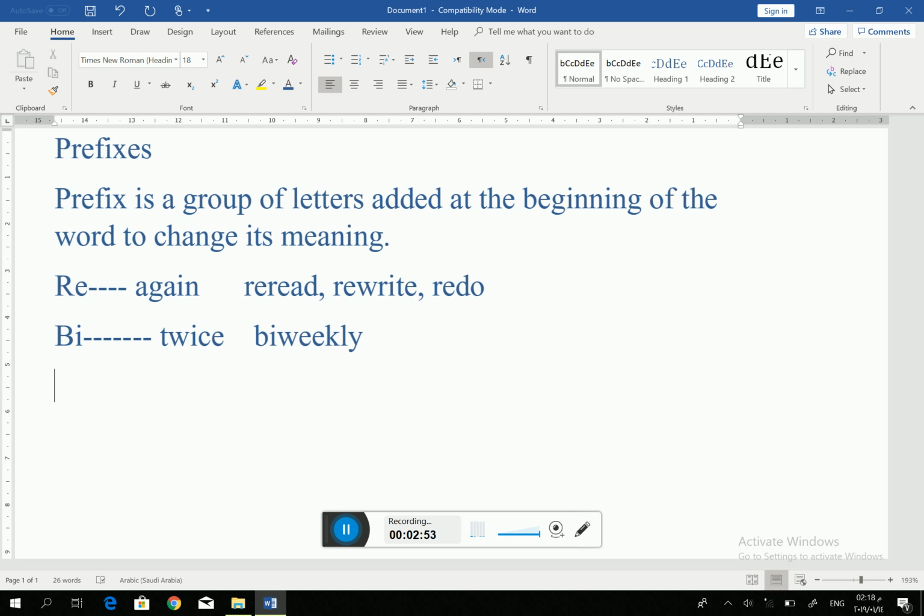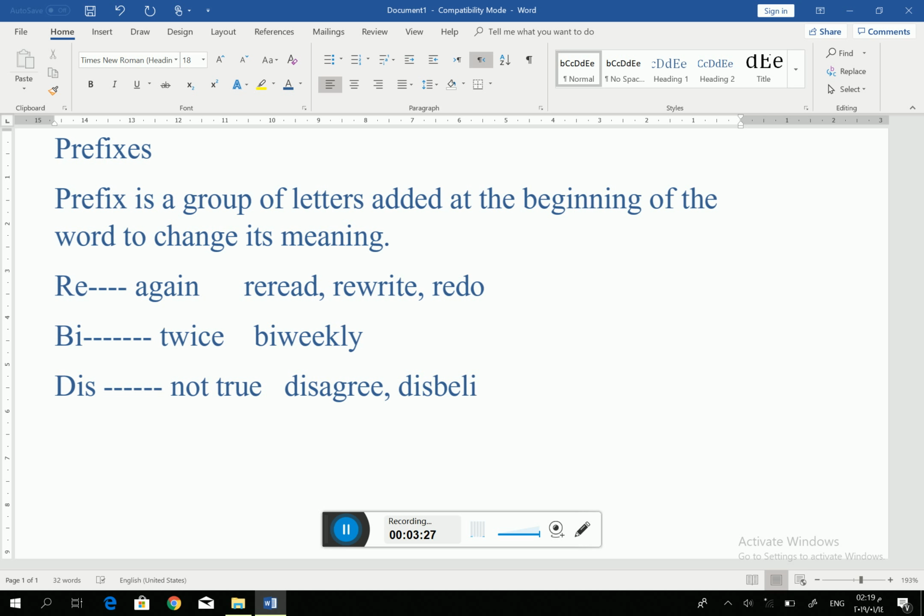Another prefix, dis. What does dis mean? Dis means not true. Let's have an example. When you say disagree, this is not true. This means does not agree. I agree and I do not agree. Instead of saying I do not agree, you can say I disagree.